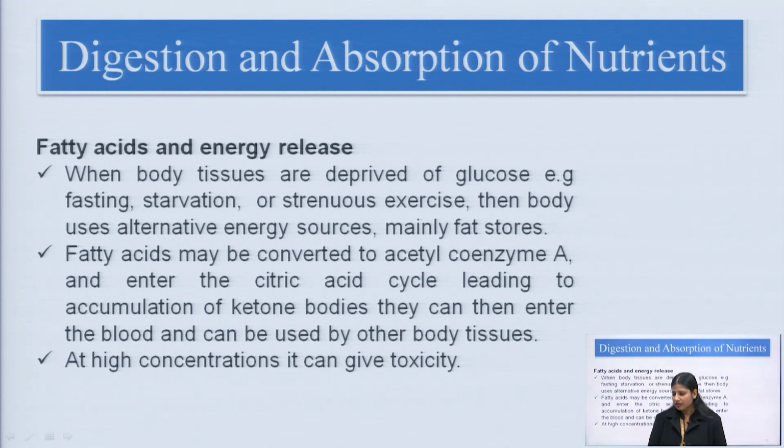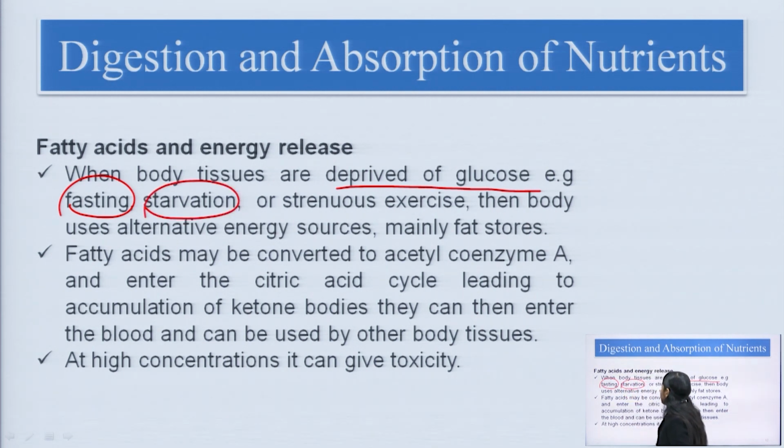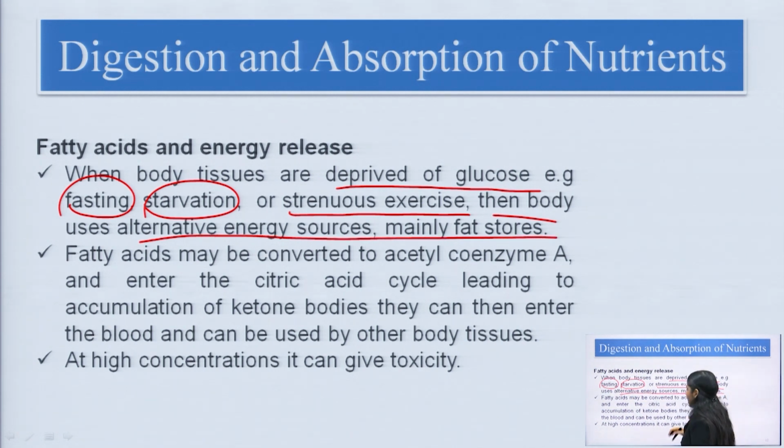Now, see the fatty acid and energy release. When body tissues are deprived of glucose, like in fasting or starvation, when we are not taking food for many days, or during strenuous exercise, when we are doing a lot of exercise, then the body uses alternative energy sources. We are not getting that much energy from the carbohydrate source, so other sources will be utilized for energy formation, the proteins or the fats.